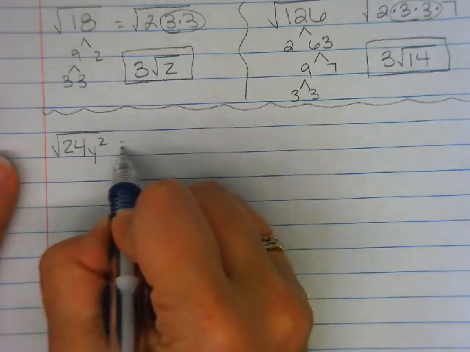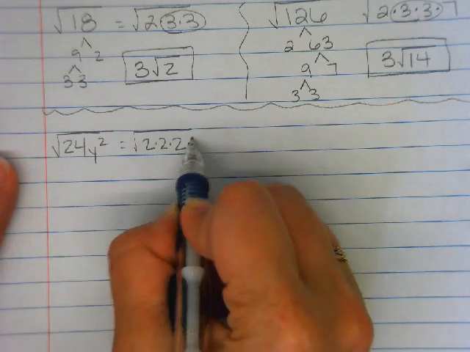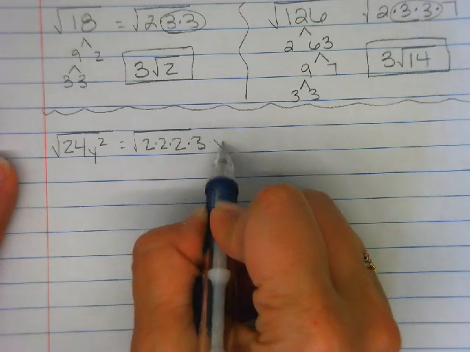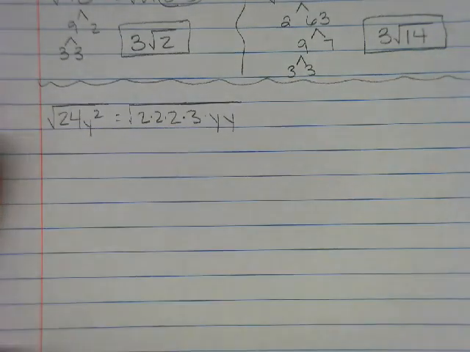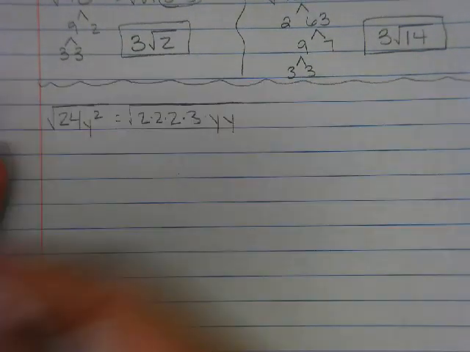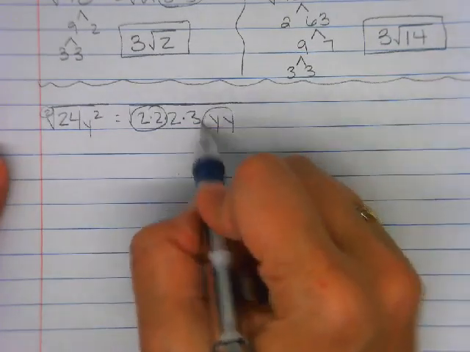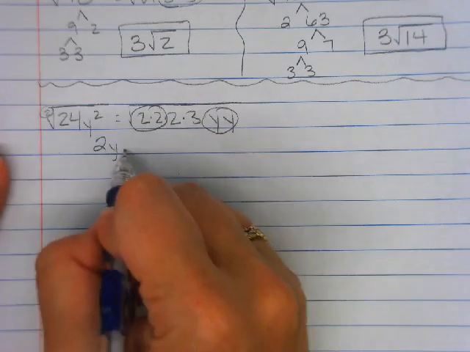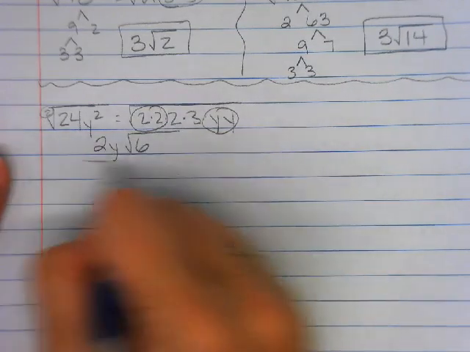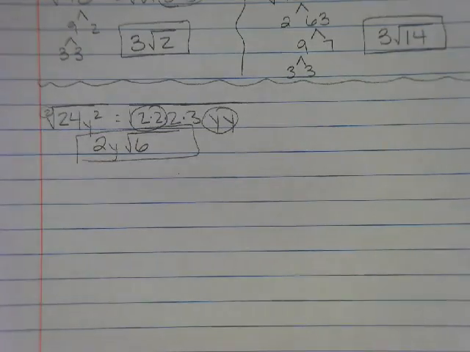So we get 2 times 2 times 2 times 3. But then I also have y and y. Are we still looking for pairs? Yes, this is still a root index of 2. Here's a pair. Here's a pair. What's going outside? 2y. What's going inside? 6. Done. Now you cannot do the variables in the calculator, but you can do the numerical values.